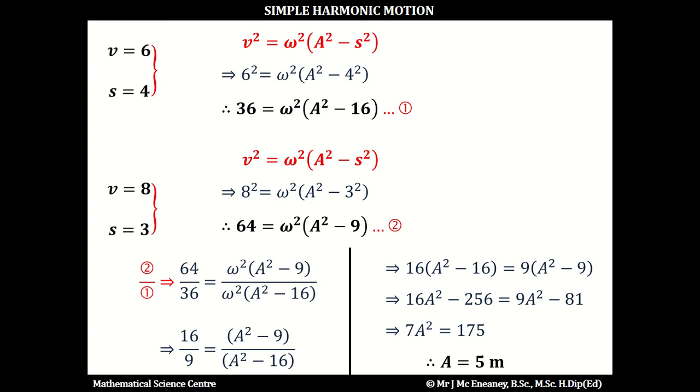Now if we substitute that value for A into either equation 1 or equation 2, we can find out what omega is. I'm going to use equation number 1 and replace the amplitude A with 5. So 36 equals omega squared times (5 squared minus 16). 36 equals omega squared times (25 minus 16), which is 9. If you divide across, 4 equals omega squared, and then omega equals 2 radians per second.